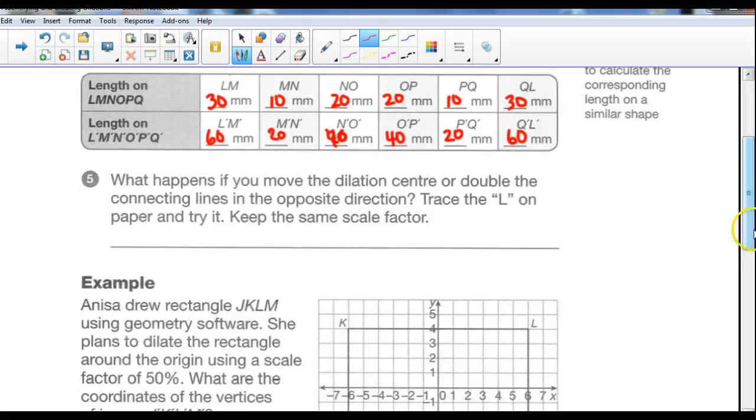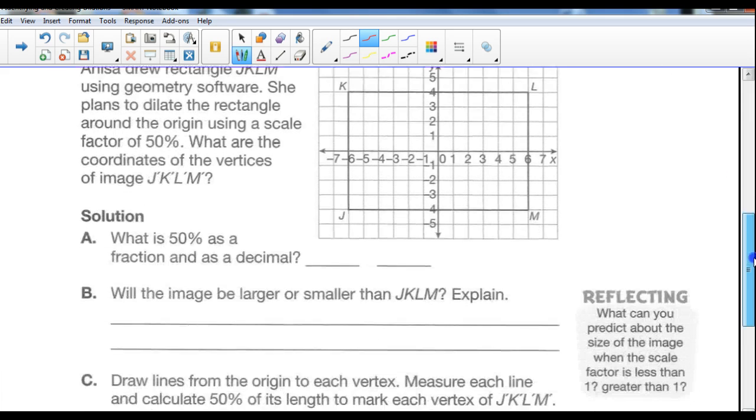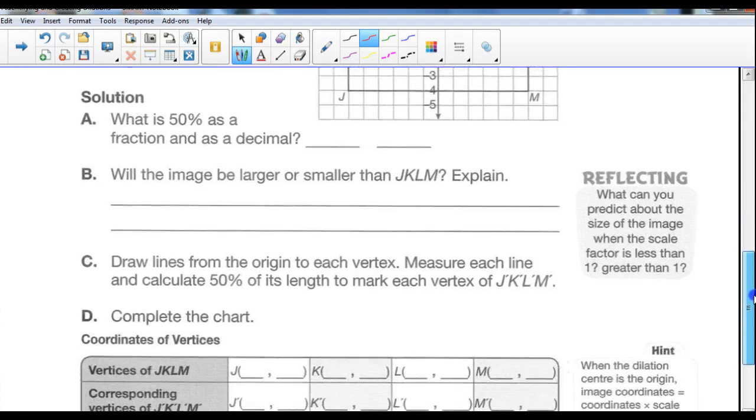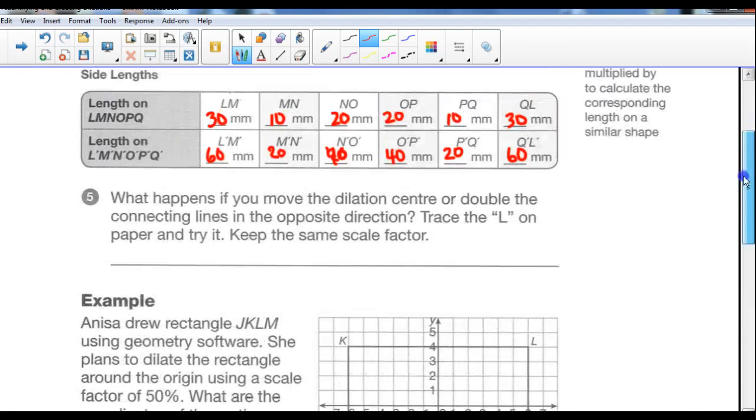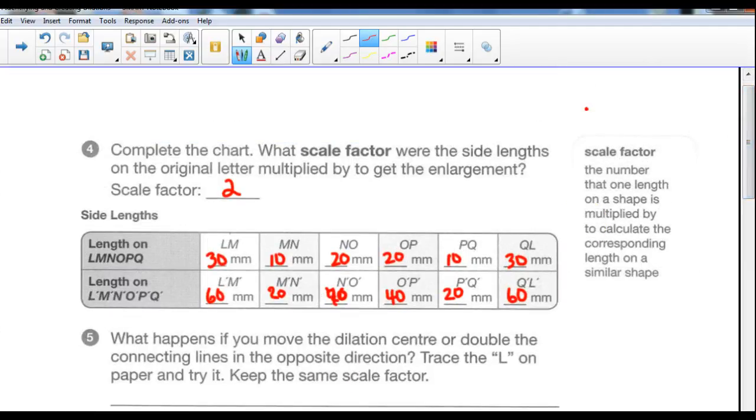What happens if you move the dilation center or double the connecting lines in the opposite direction? Trace the L on the paper and try it, keeping the same scale factor. I'll let you go ahead and do that. You can do the next example on here. Just understand that we're just talking about a scale factor, and you should have no problem doing it. All right, good luck.